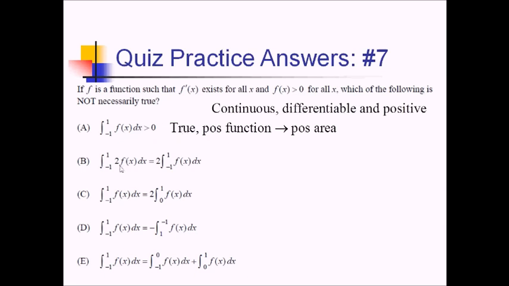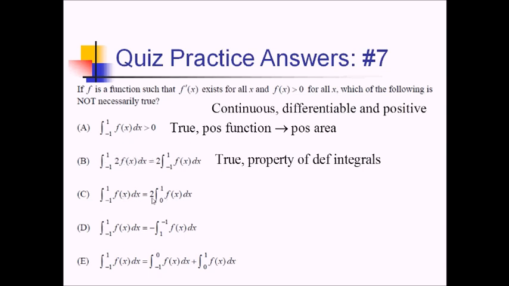Next one, the integral from -1 to 1 of 2 f of x equals 2 times the integral of f of x. This is going to be true. This is just one of our rules of definite integrals. You're allowed to take a constant that's being multiplied by the integrand and just move it outside.